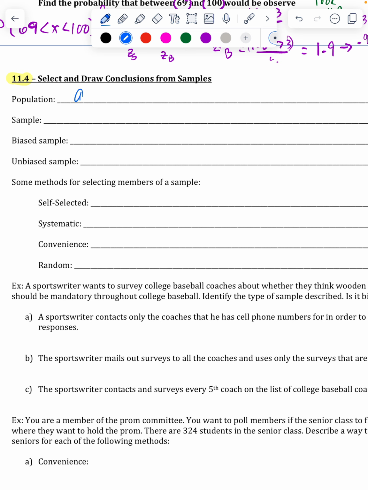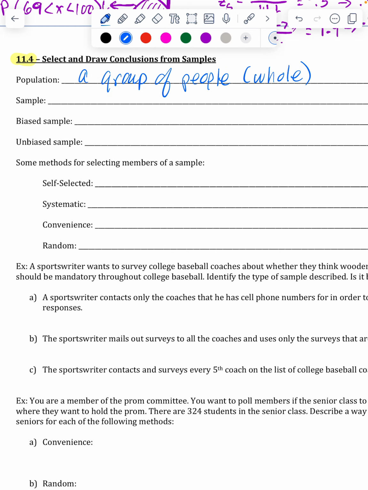So let's talk about some vocabulary words that you need to be able to understand. Population is going to be a group, typically of people, but it could be of objects. I always think of this as the whole thing, the whole population. So the entire school would be a population. Everybody in Lakeville would be a population. But you can't ask everybody something and get a response.